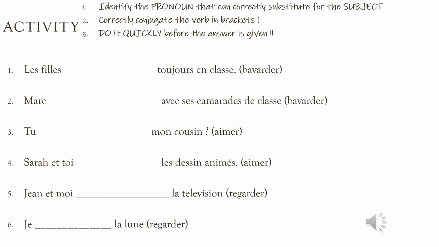Number 1, les filles, blank toujours en classe. The verb is bavarder. Let's go. Pronoun. Verb. Ça va? Hope you got that. Numéro 2. Can you beat me? Pronoun. Verb. Remember we dropped the ER. Drop the ER. What do you have left? Verb. All right. Number 3, facile. Easy. Already given. What is it?